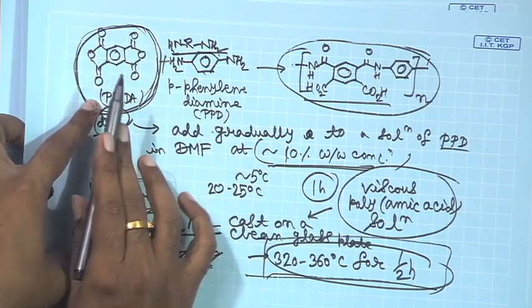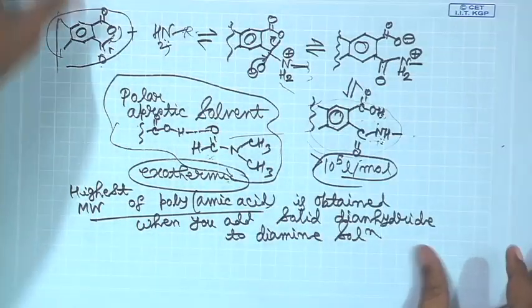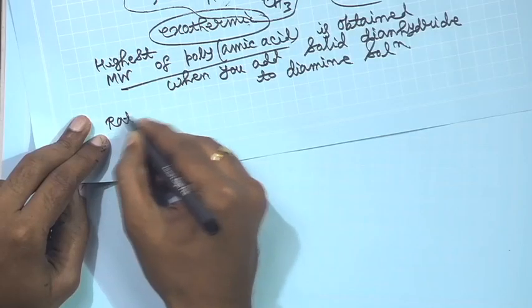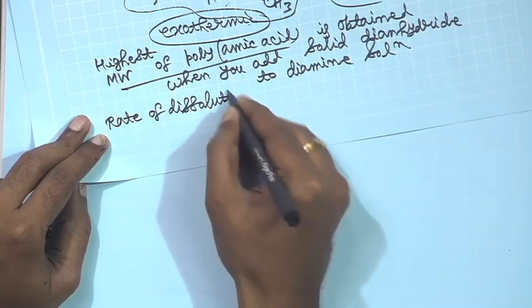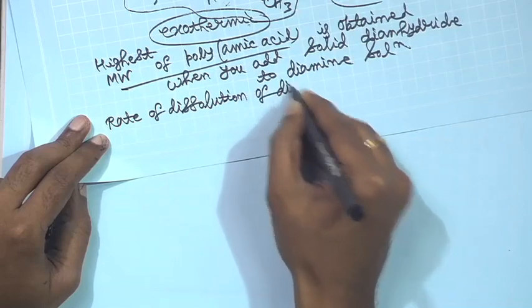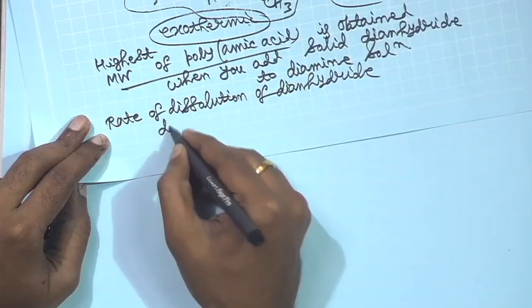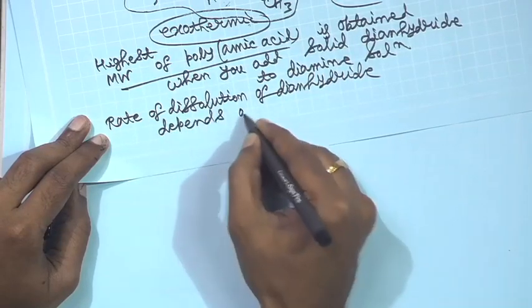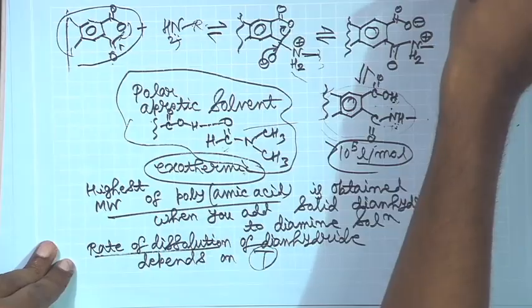The rate of dissolution of your dianhydride in the reaction medium depends on temperature. So, this rate goes up as you increase the temperature. This is one more reason why you want to do the reaction at a low temperature.